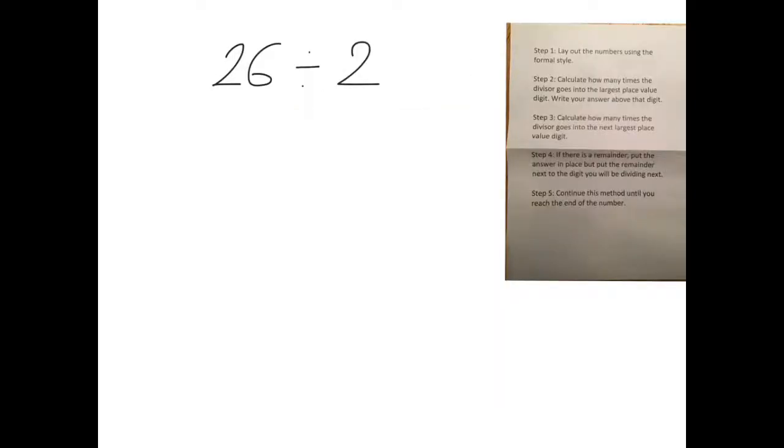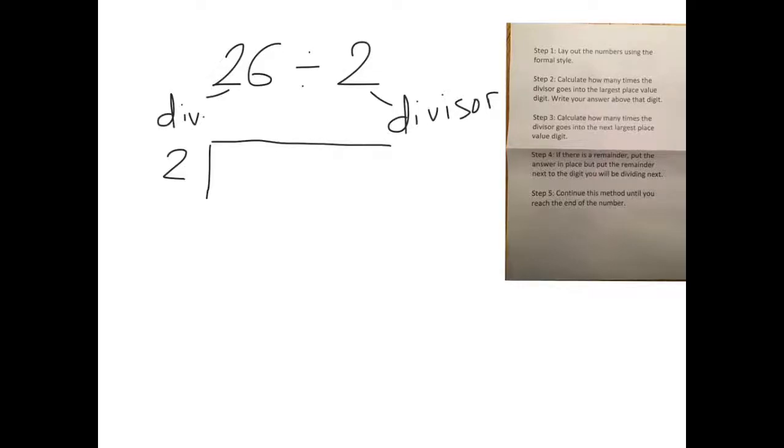Step 1. First thing we need to do is to lay out the numbers using the formal style. Now you will know the formal style from year 5 and many years before that. You know it as the bus stop method. So as you do, you draw the bus stop like this, and on the outside of the bus stop goes our divisor. So this is the number we are dividing by. This goes on the outside here. The number we are dividing from is known as the dividend. And this is the number that goes inside the bus stop.